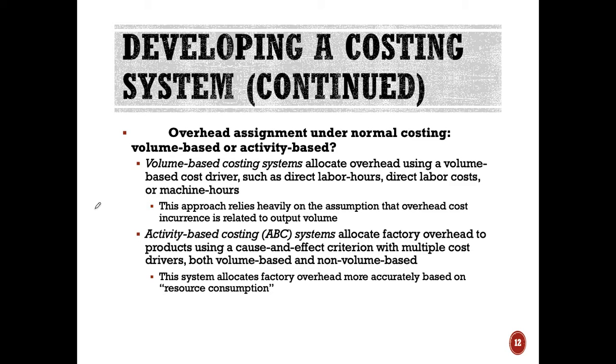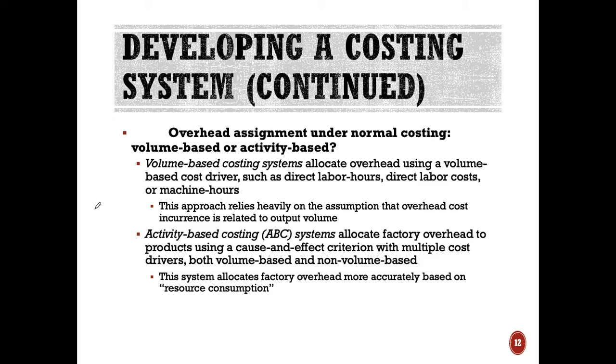Okay, next. Still related to developing a costing system: overhead assignment under normal costing. Volume-based or activity-based. For a volume-based costing system, allocate overhead using a volume-based cost driver such as direct labor hours, direct labor costs, or machine hours. This approach relies heavily on the assumption that overhead cost incurrence is related to output volume.